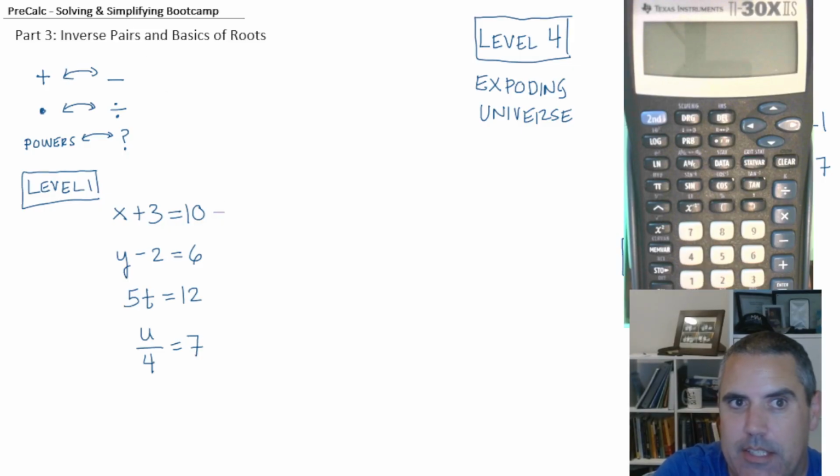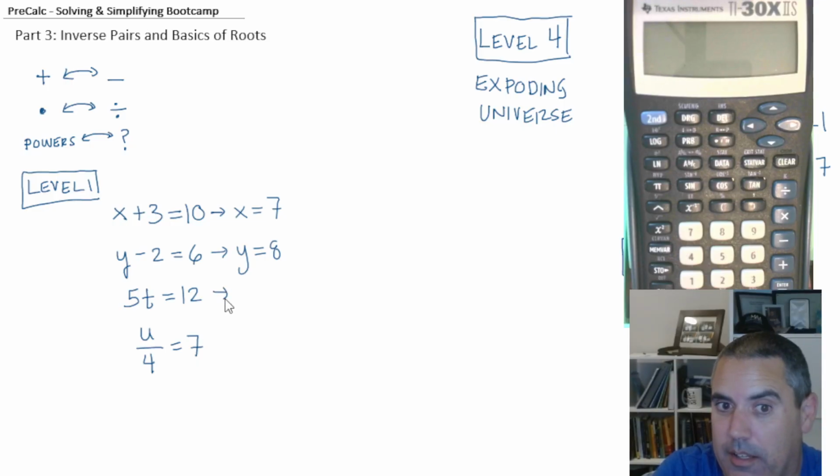And you know this, but there's a moment in this process when people get lost. I'd like you to identify that moment because it's actually just the same thing. Here I'm going to add 2 to both sides. Here I'm going to divide. I'm trying to undo a 5, so this is going to be 12/5. Here I'm going to multiply. I'm trying to undo a 4, so it's going to be 28.